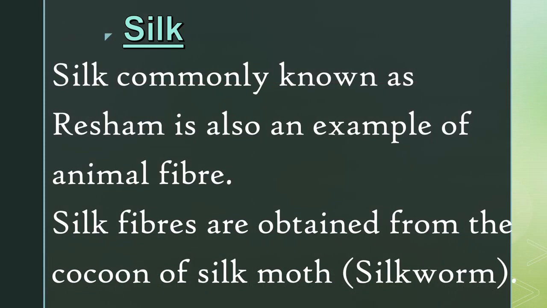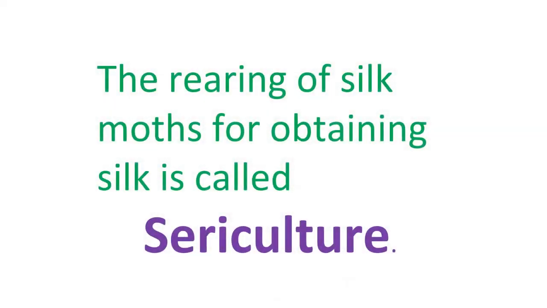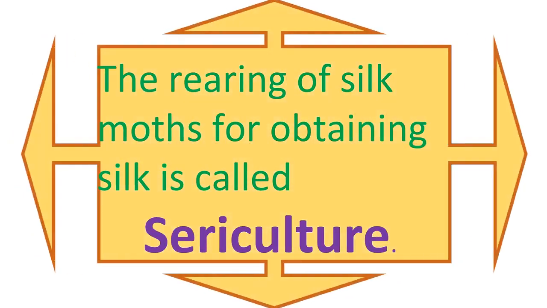Let us first of all know what is silk. Silk, commonly known as resham, is also an example of animal fiber. Silk fibers are obtained from the cocoon of the silk moth, or commonly known as silkworm. Do you know the rearing of silk moths for obtaining silk is called sericulture?